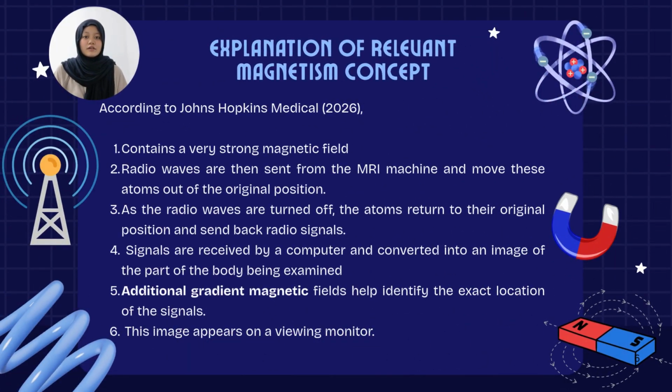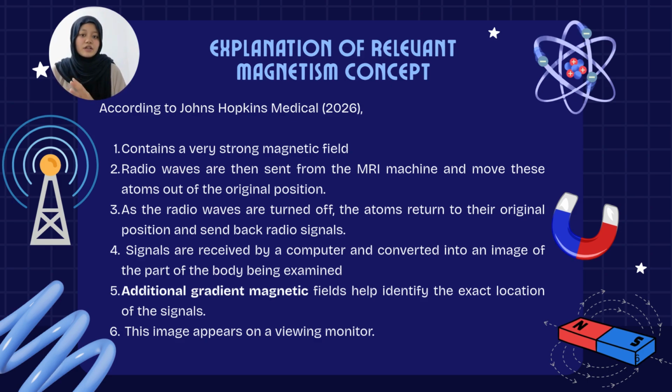Then I'm going to talk about the explanation of relevant magnetism concepts. So an MRI scanner contains a very strong magnetic field. This strong magnetic field created by the MRI scanner causes the atoms in our body to align in the same direction. Then radio waves are sent from the MRI machine and move these atoms out of their original position. As the radio waves are turned off, the atoms return to their original position and send back a radio signal. The signals are received by a computer and converted into an image of the part of the body being examined.